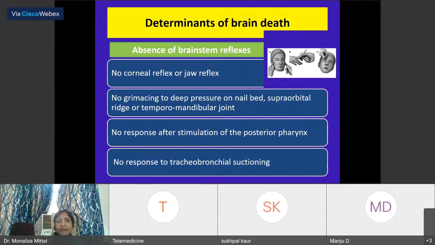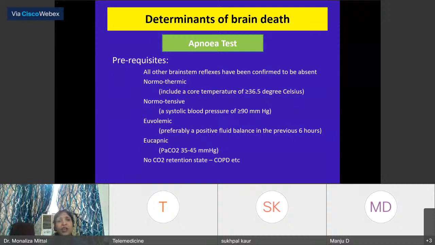Now, other brainstem reflexes which would be absent in these candidates with brain death: no corneal or jaw reflex, no grimacing to deep pressure on the nail bed, supraorbital ridge, or temporomandibular joint, no response after stimulation of the posterior pharynx, that is the gag reflex, and no response to tracheo-bronchial suctioning, that is the cough reflex.